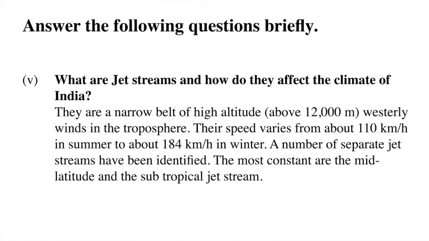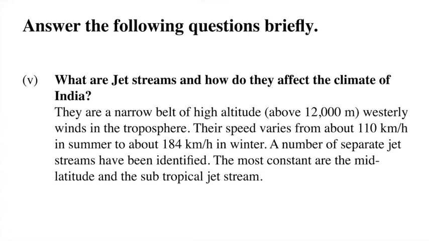Next question. What are jet streams and how do they affect the climate of India? First we must understand, there are two types of wind in circulation over Earth's surface. One is surface winds, another one is upper surface winds. These jet streams come under the second category. These are upper surface winds, not along the surface. That is the upper surface wind that is blowing over a narrow belt of high altitude, about 12,000 meters, in the latitudinal range of 27 to 30 degrees northern latitudes.